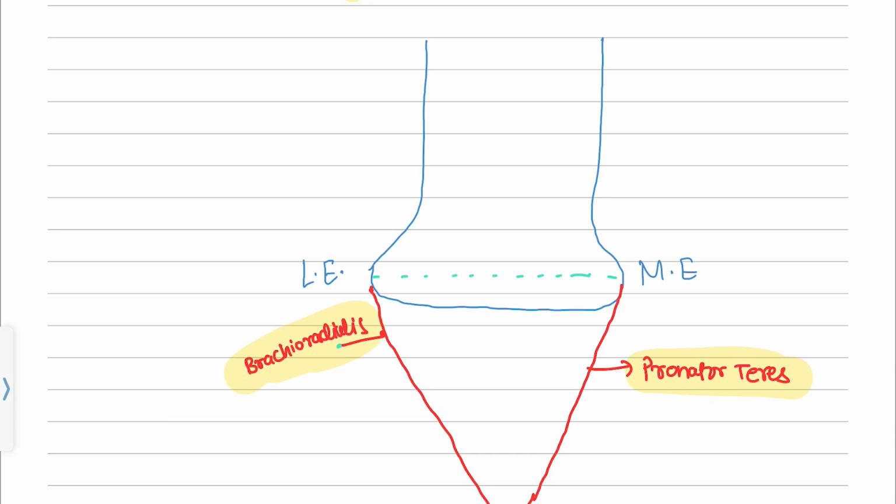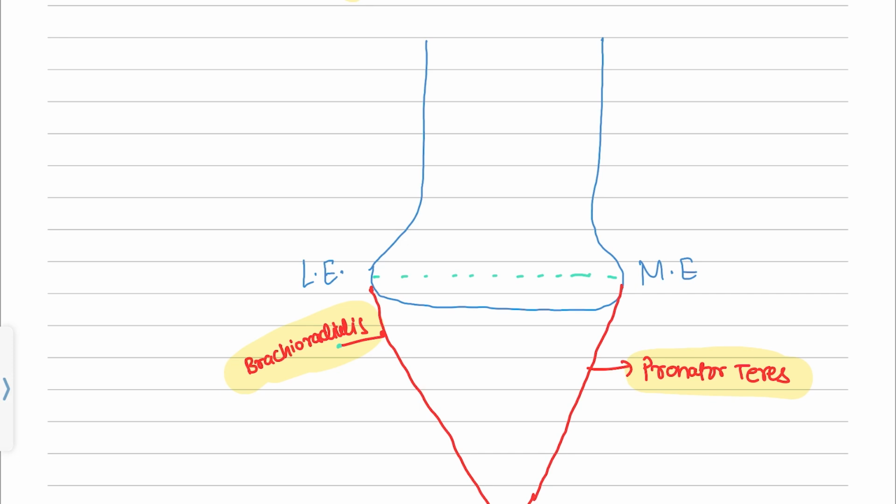So what we are going to learn first is the boundaries. In the boundaries, you already know that medially there is the pronator teres muscle, laterally it is the brachioradialis, and in the upper part there is an imaginary line between the lateral and the medial epicondyle. Now I would like to tell you about the important nerves first, so that it would be easy for you to replicate it in your answer sheet.